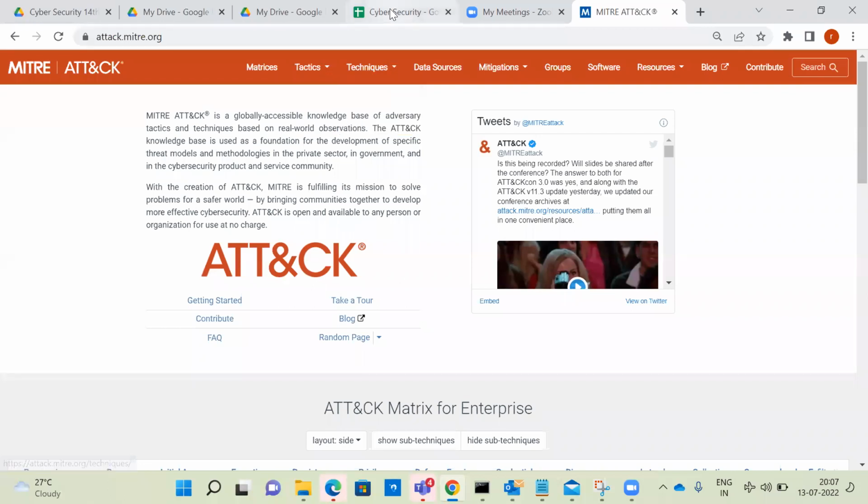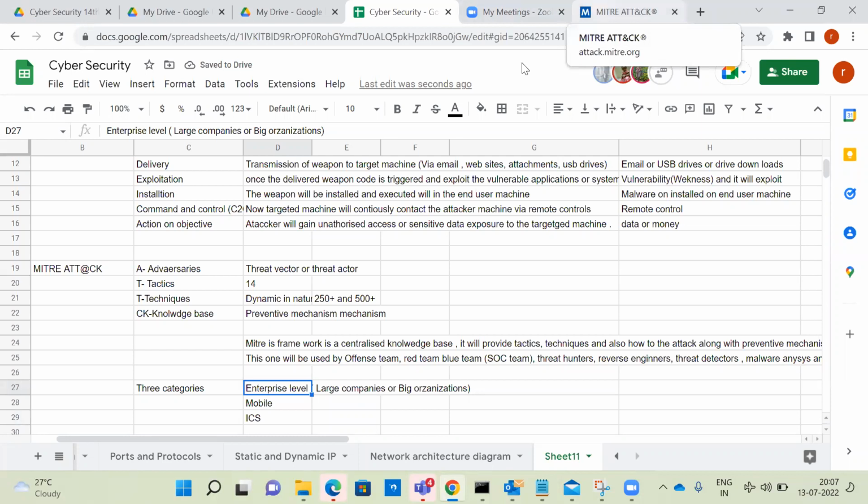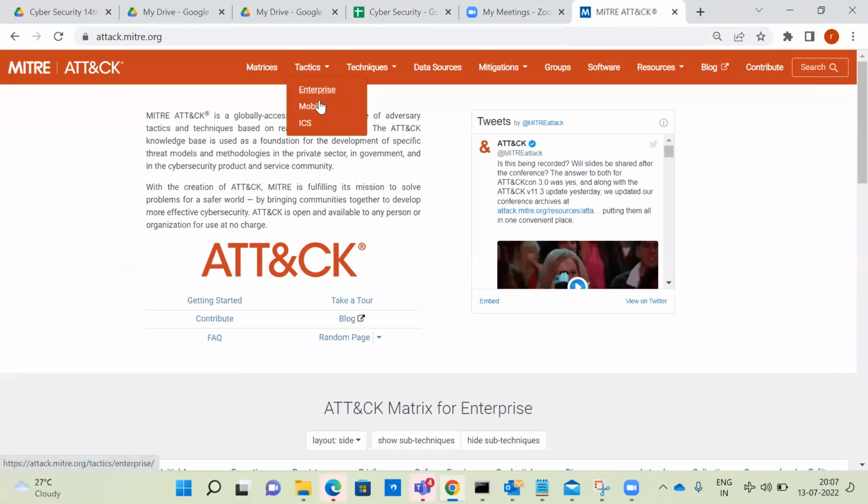Recently they added one more, so there are three categories: enterprise level, mobile level, and ICS. ICS means industrial control system, like mechanical, electrical, programmable logic. We studied MATLAB and so on in engineering. So that is about ICS, industrial control system. Then tactics, enterprise level, mobile level, ICS level, techniques and data sources, mitigations also.